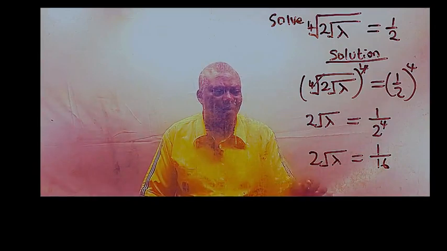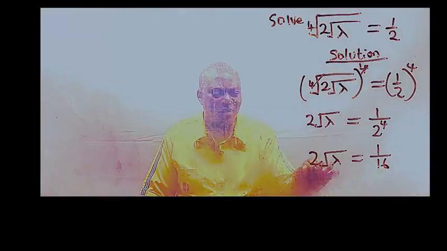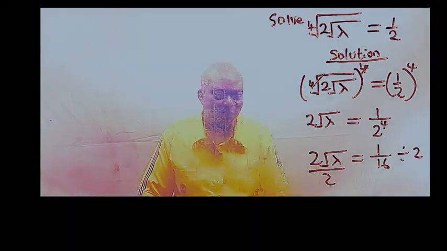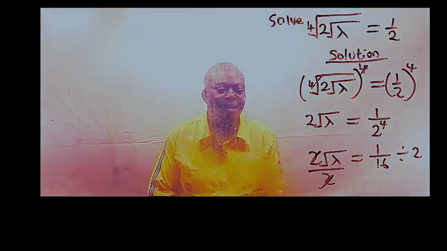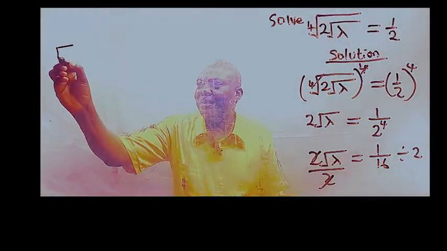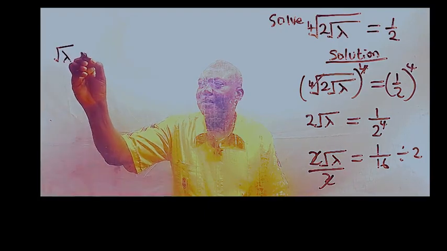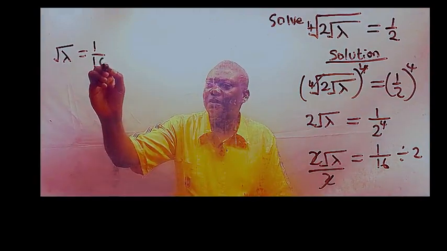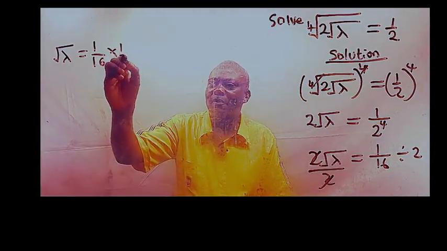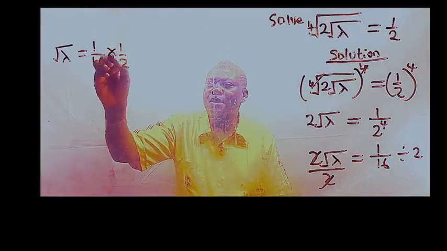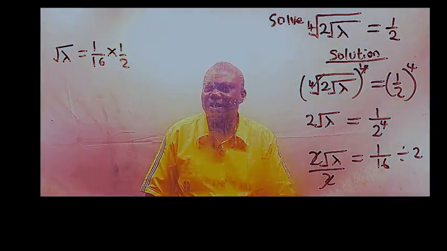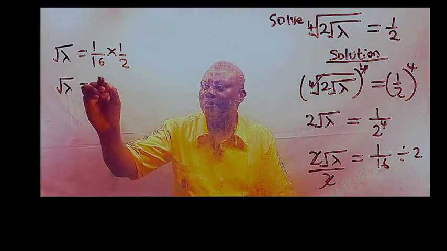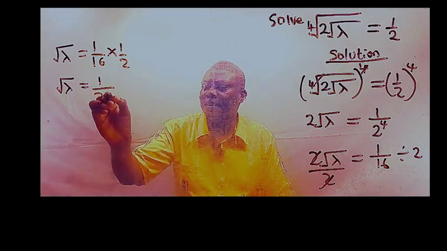So let us free this lambda. So divide both sides by 2. Divide both sides by 2. So this and this will go. So root of lambda will be equal to 1 over 16 multiplied by 1 over 2. When you change the sign, you reverse the fraction. So root of lambda will be equal to 1 over 32.